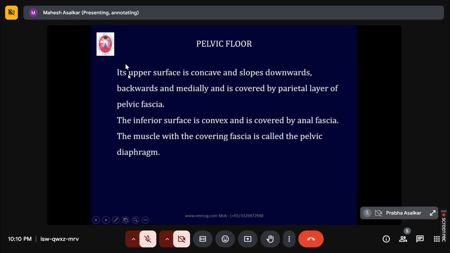Now, its superior surface is concave and slopes downwards, backwards, and medially, and is covered by the parietal layer of the pelvic fascia. The inferior surface is convex and is covered by the anal fascia. The muscle with the covering fascia is called the pelvic diaphragm. So this levator ani muscle, along with the covering fascia, is called the pelvic diaphragm.